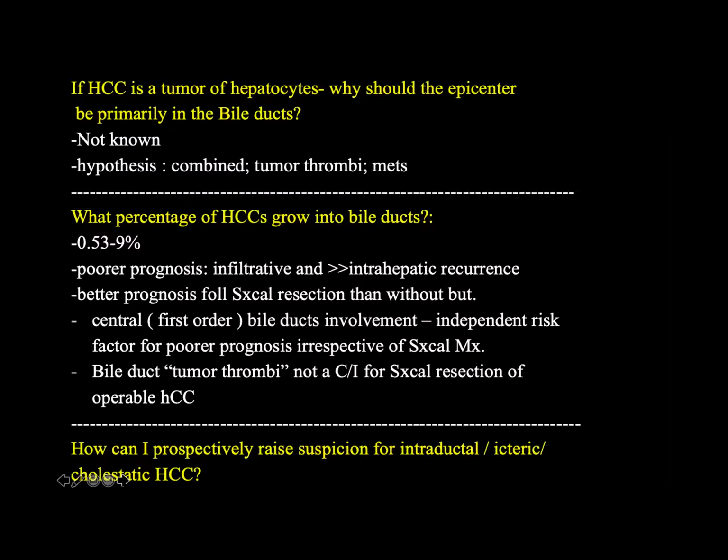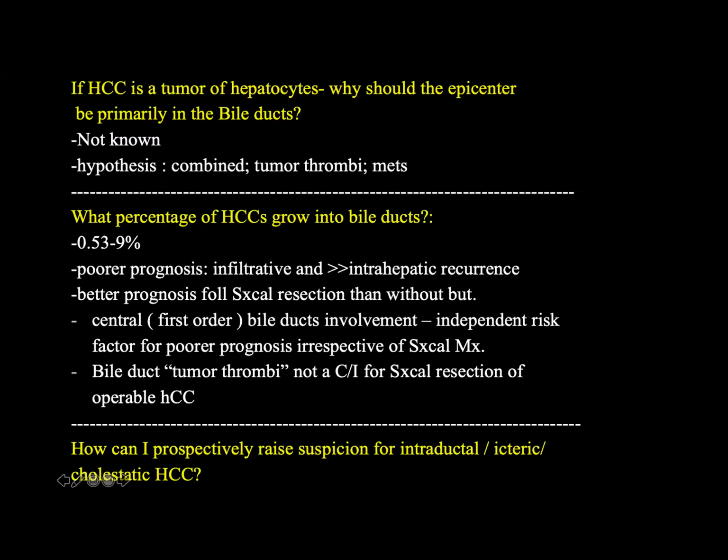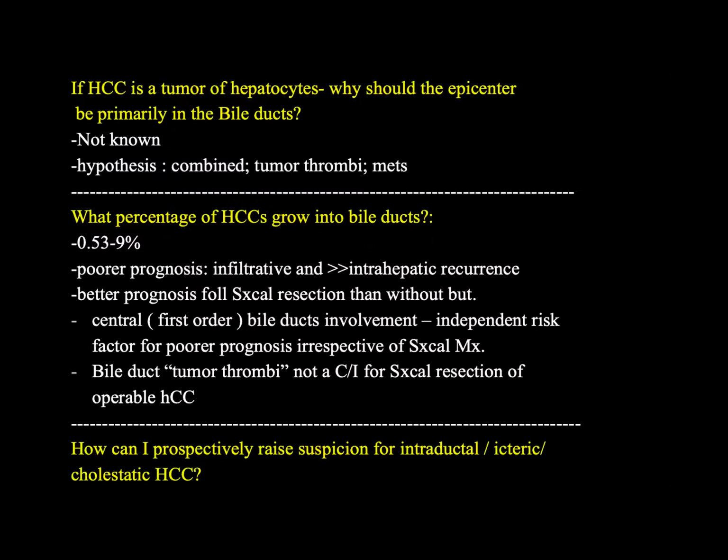And then this question remains, and again, open to the audience: how can I prospectively raise suspicion for intraductal, also called icteric or cholestatic, HCC? I feel like the word tumor thrombi is so misleading. I know, but interestingly, that's why I put it in parentheses. They call it tumor thrombus. I think like tumor in vein, we should call it tumor in duct or something. Yes, I agree, that's more descriptive. So there's really no good way to call this prospectively.